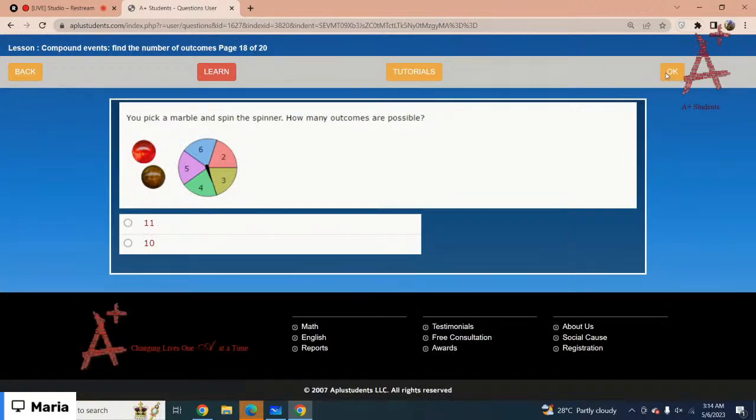Okay, the next one is you pick a marble and spin the spinner. How many outcomes are possible? You have 1, 2, 3, 4, 5 outcomes for the spinner and 2 for the marble. So the correct option is, it would be 5 times 2. That means it is 10. So the correct option is 10.